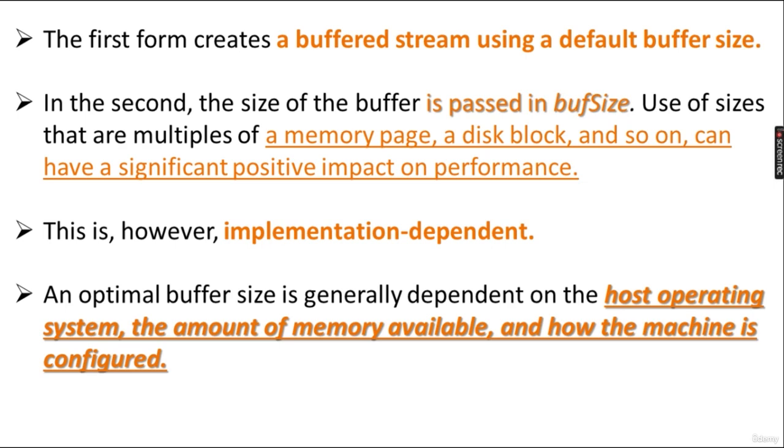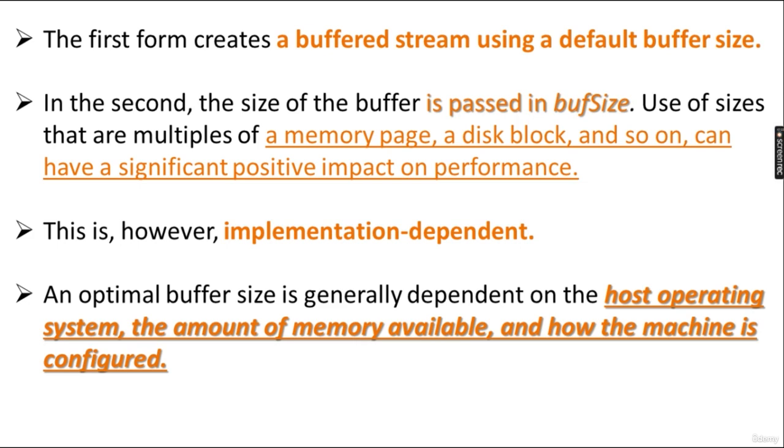because your PC is different, another person has a laptop. This system's hard disk drive size, memory size, and RAM size are different. So depending upon the system, you can specify the buffer size. So it is implementation dependent. Okay, and the optimal buffer size is dependent on the host operating system which you are using, whether it is Windows 7 or Windows 10 and so on, Linux or Ubuntu, depending upon that, the amount of memory available and how the machine is configured. Okay, as I have explained right now.